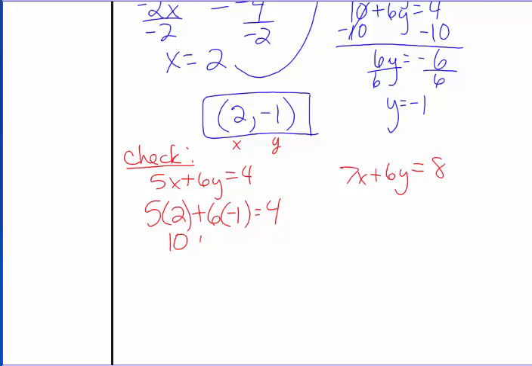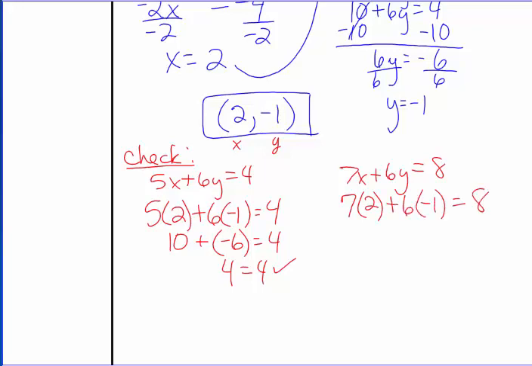5 times 2 is 10. 6 times negative 1 is negative 6. And so 10 plus a negative 6 is 4. 4 does equal 4, so that one works. 7 times 2 plus 6 times negative 1 equals 8. So 7 times 2 is 14. 6 times negative 1 is negative 6. So 14 minus 6 is 8. So 8 does equal 8. So it does work. That is our correct solution. We have one more example.